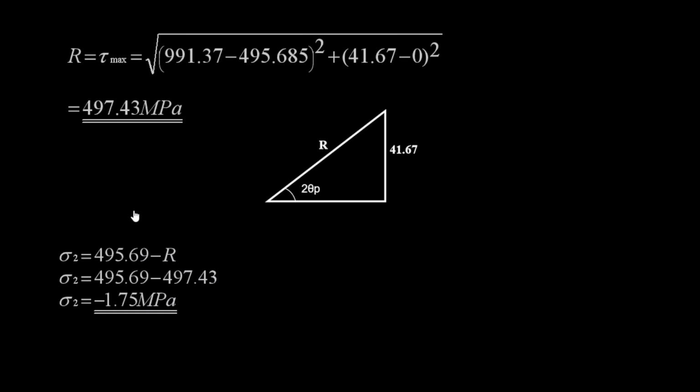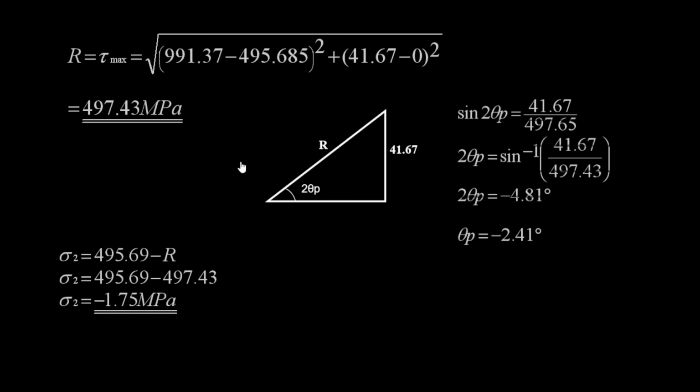The center value is 0.495 minus r. Sorry, so it's 0.495 minus r. So it's going to give you sigma 1 to be this. We're going to get 1.2 megapascal to be our sigma 1. Then for our sigma 2, we are going to get negative 1.75.